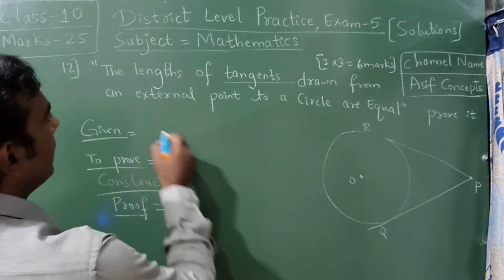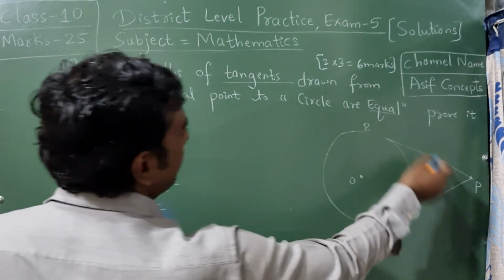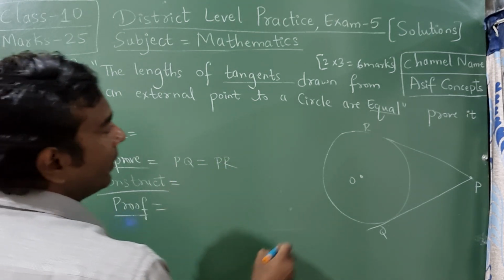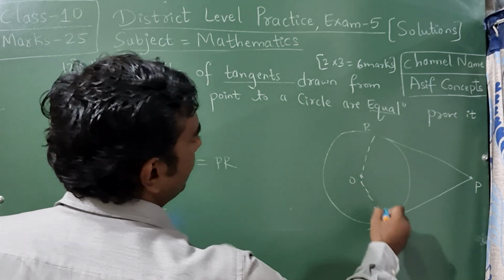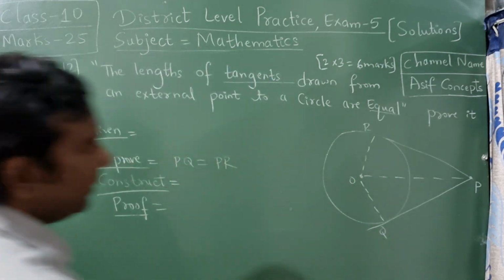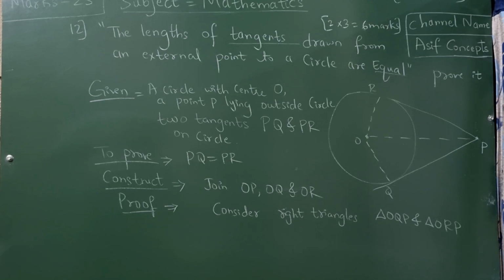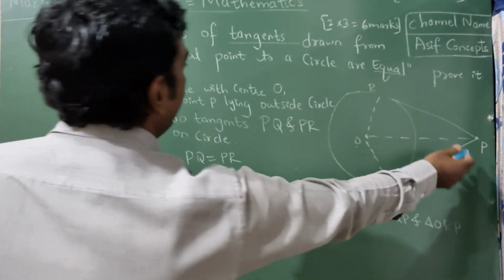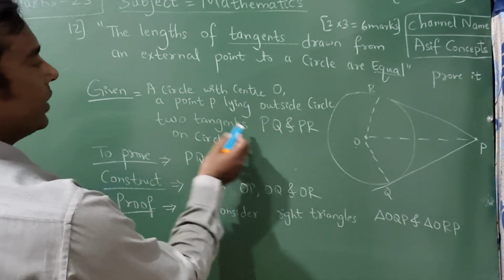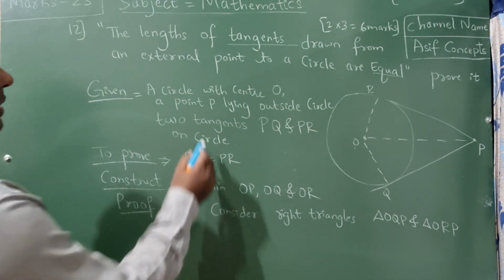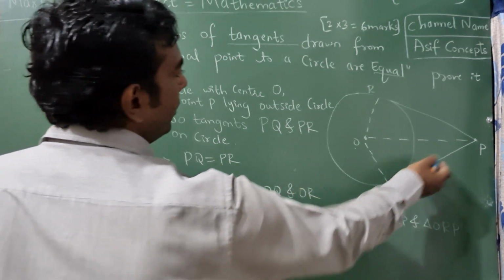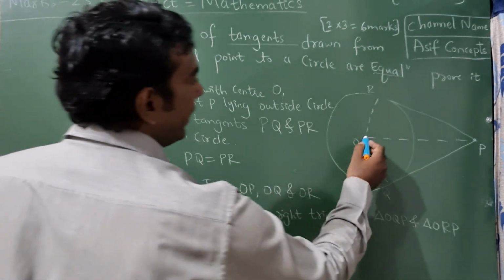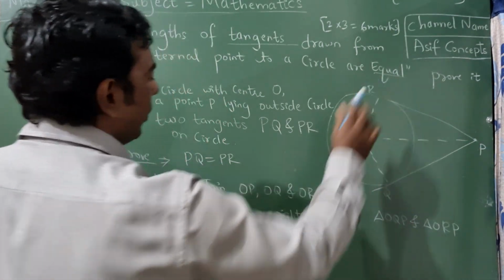Now we need to prove that the tangents are equal. That is PQ is equal to PR. Now in the construction part, join these. Fine. Now given is a circle with the center O, a point P lying outside the circle with the two tangents PQ and PR on the circle. To prove, I have told you, the two tangents PQ and PR should be equal. Now in the construction part, join OP, OQ and OR.